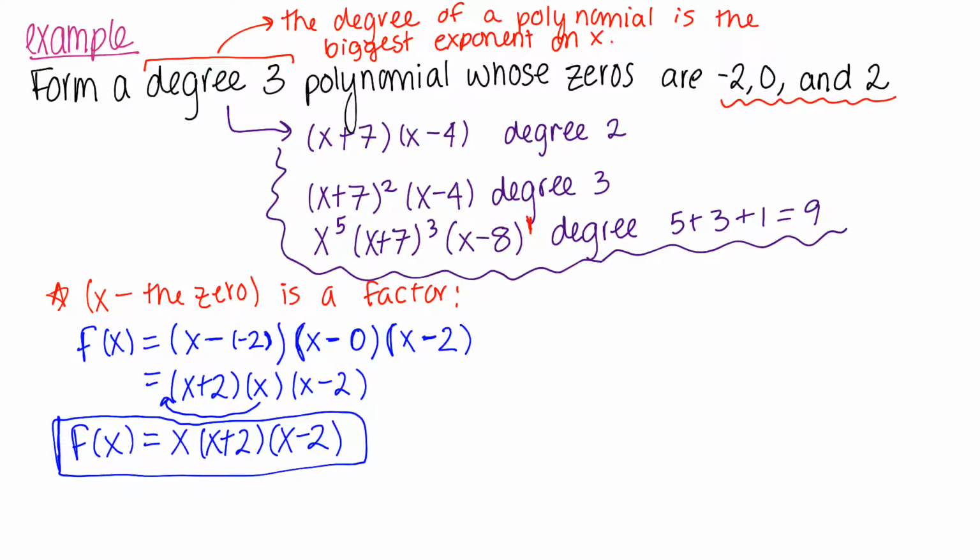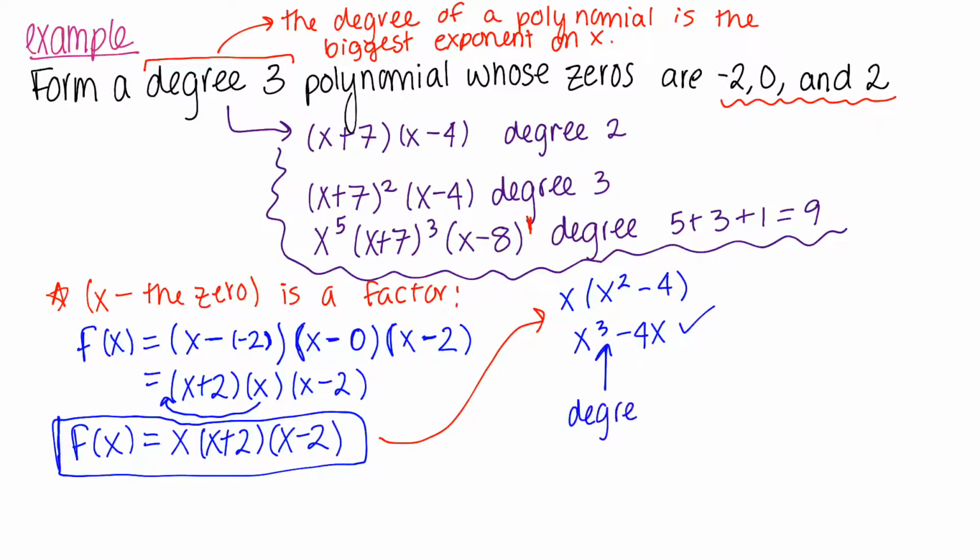Now, if I wanted to verify that this was a degree 3, maybe I didn't trust any of the stuff that I set up here, we could do that. I'm going to start by multiplying together x plus 2 and x minus 2, because that's a difference of squares. It multiplies to x squared minus 4. And then we get x cubed minus 4x. So the highest degree is a 3. That was just checking to verify that it was a degree 3 polynomial.